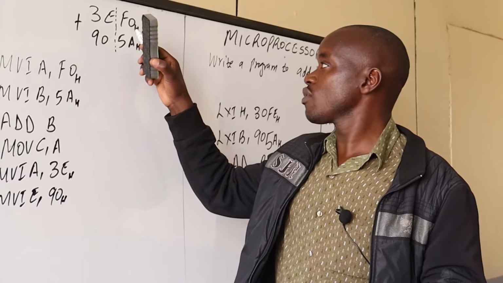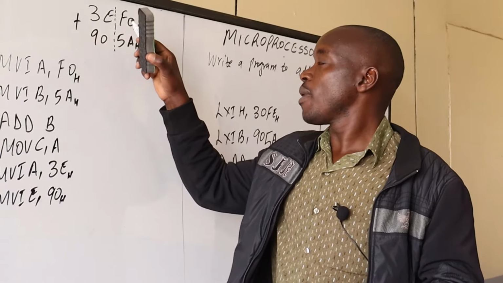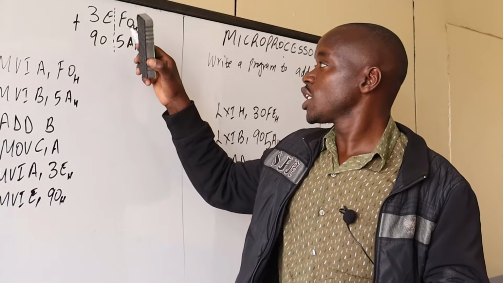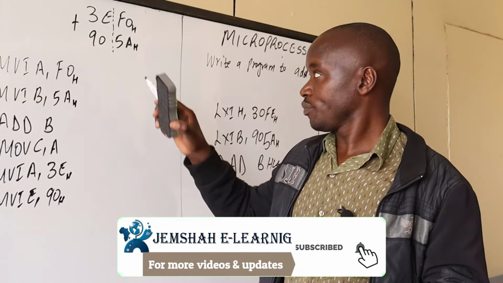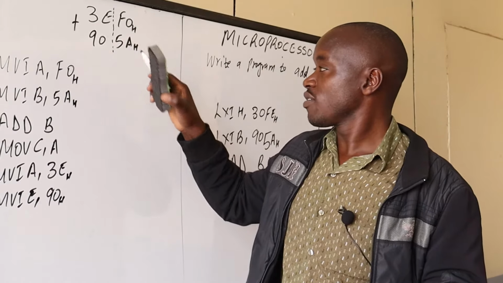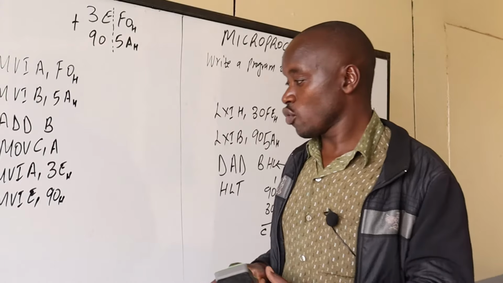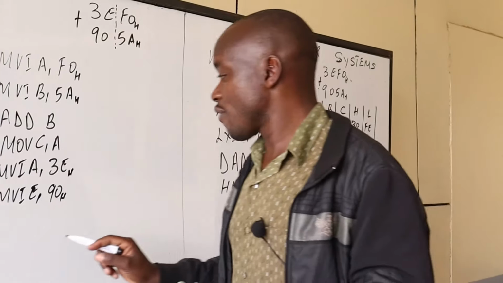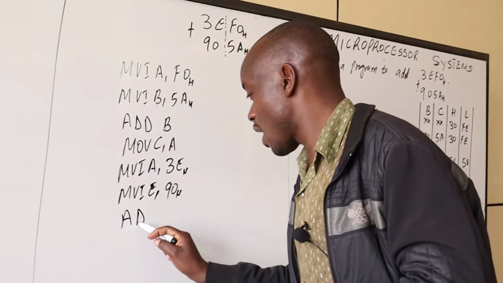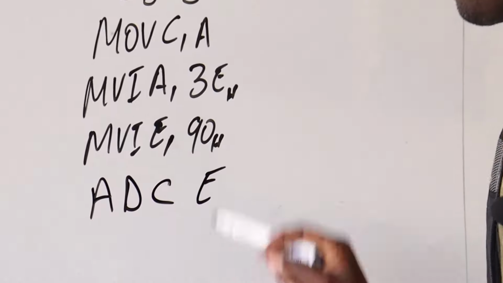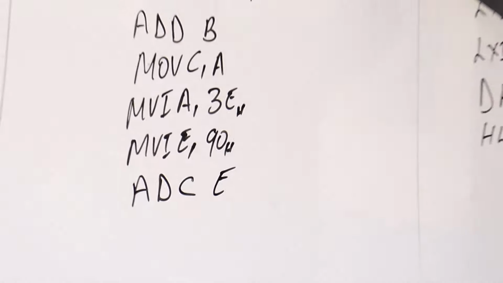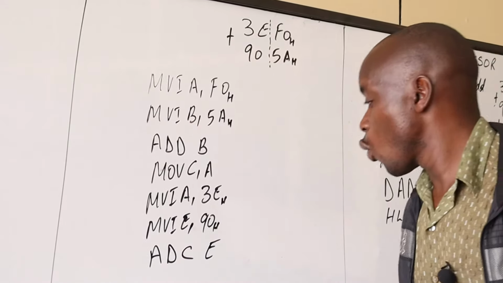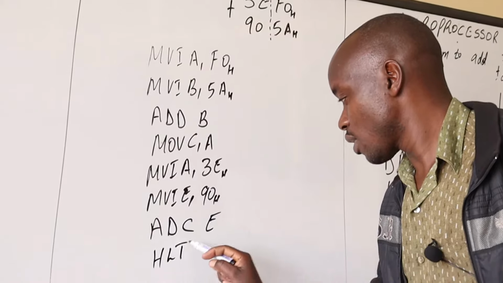For example, 0 plus A is A, but F, which is 15, plus 5 is 20. So 20 minus 16 will be 4, carry 1. So now let us check what will happen here. I have to come here and say add with carry, register E. So it will check whether there was a carry here, and then remember the carry. Then we stop after doing that.